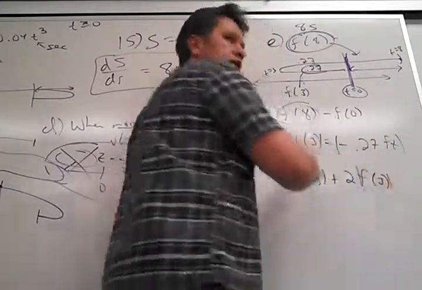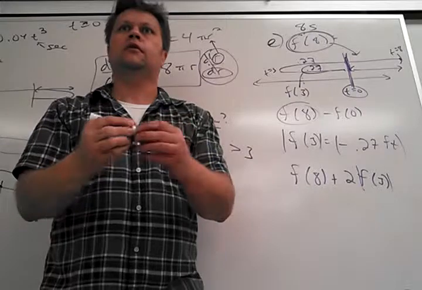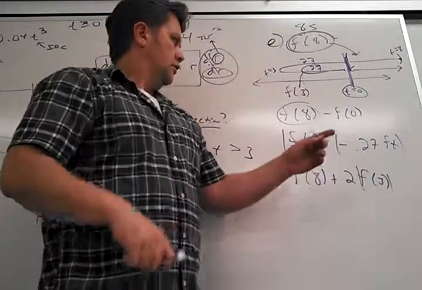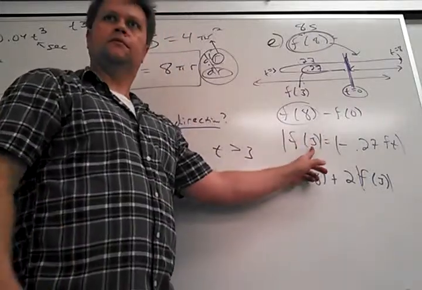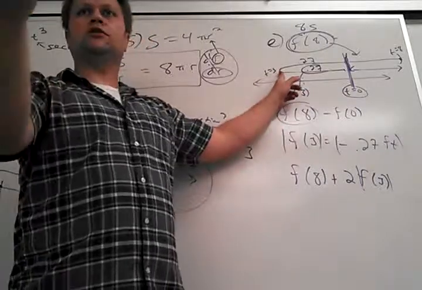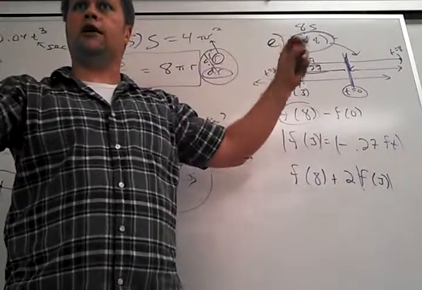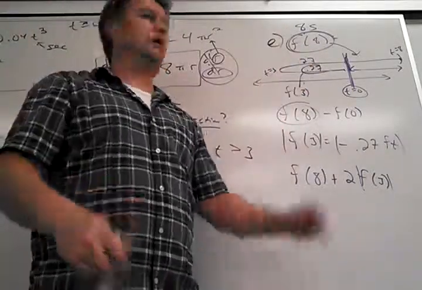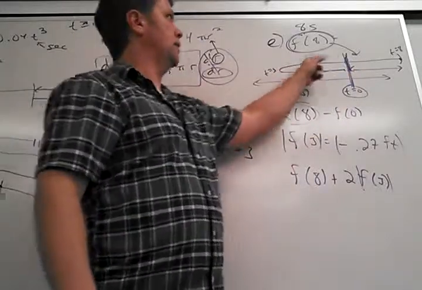Where did you find the 0.27 to apply? It's f of 3. Why was 3 so important? Because that's the point where I started turning. So I want to know how far back that is, so I know doubling that will get me back to where I started. Cool.